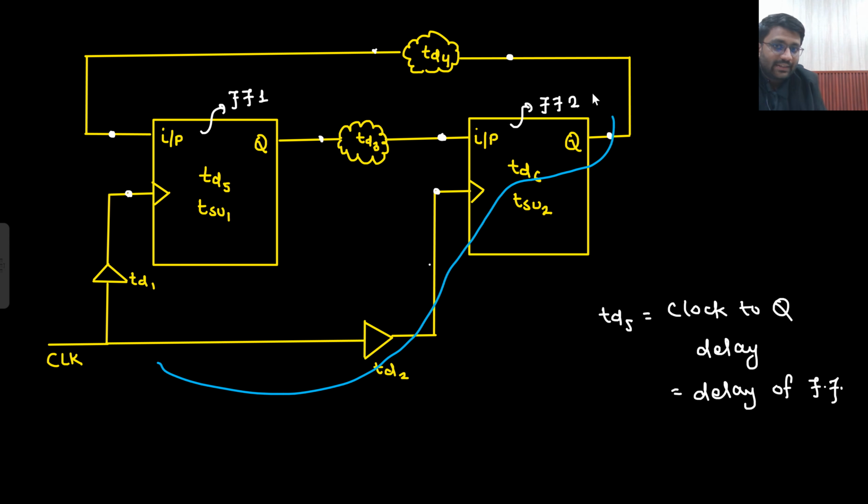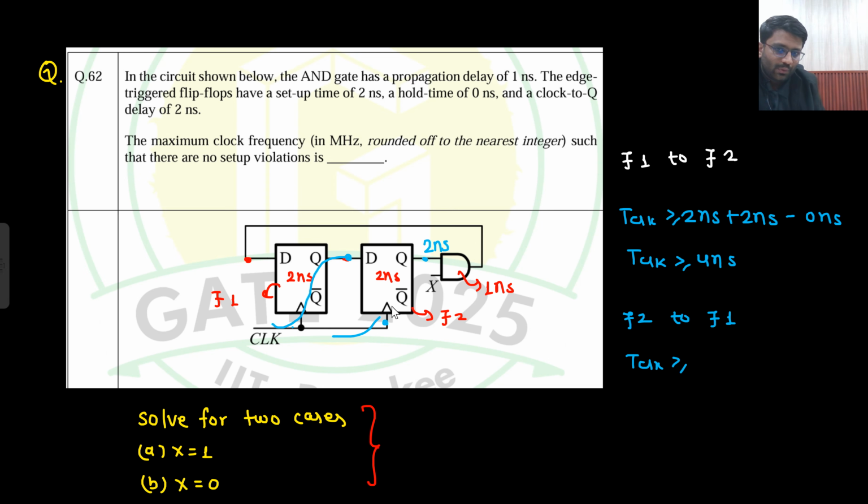TCQ2 plus the delay of the combinational circuit, which is TD4. So 2 nanosecond, then another 1 nanosecond. So you will reach here after 3 nanosecond. Now you will stand here and you will ask him, what is your setup time? He will say, my setup time is 2 nanosecond. So you will add up that 2 nanosecond. Then you will ask him, after how much time the clock is coming? He will say, sir, after 0 nanosecond only. So subtract 0 nanosecond. So T clock should be greater than or equal to 5 nanosecond.